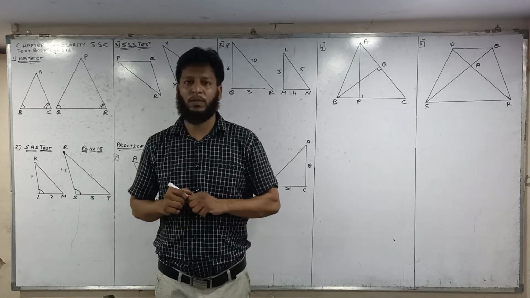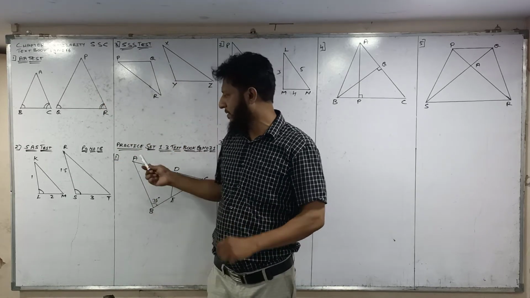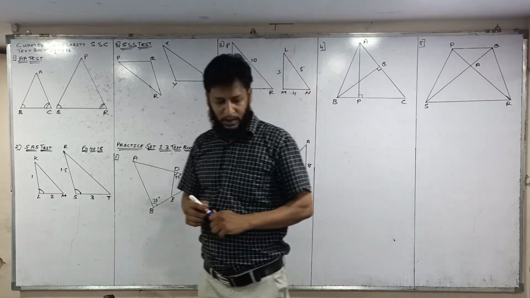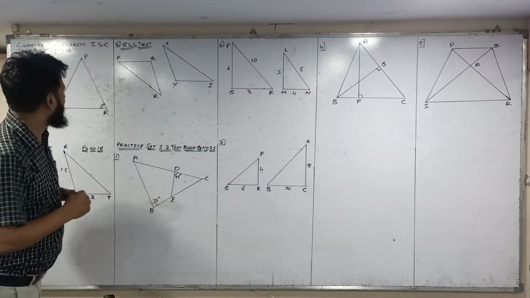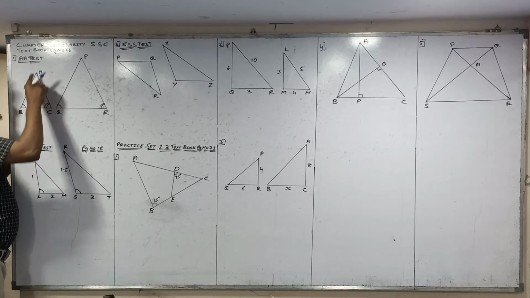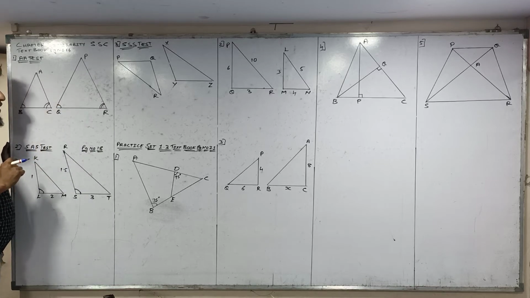Student, now we'll do these three tests 1, 2 and 3, then we'll start with practice set 1.3. Okay, so the test is on page number 16 of the textbook. You can see this triangle ABC and PQR. Are these triangles similar? You have to prove.